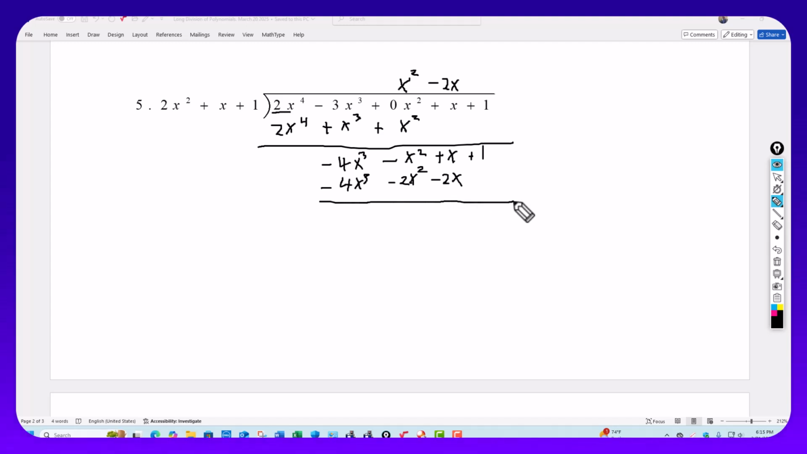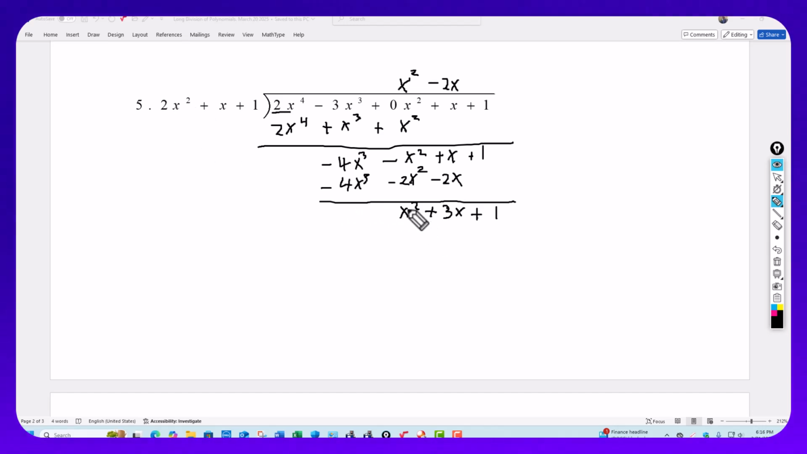So then we subtract here. So minus 4x cubed, subtract the minus 4x cubed, those cancel out. And then a minus x squared, subtract the minus 2x squared, this becomes a plus 2x squared. So I get a positive x squared here. Subtract the minus 2x gives me a plus 2x, so that'll be 2x and x is 3x. 0 from 1 is 1. And then we continue. We got degree 2 for the remainder, 2 for the divisor, so it's not less yet, so I'll go again.